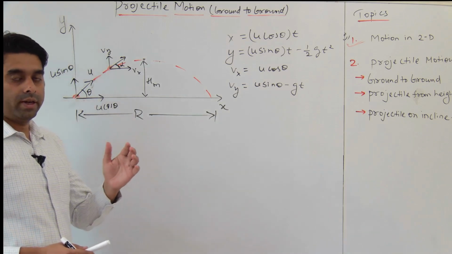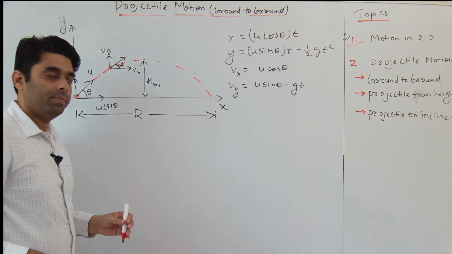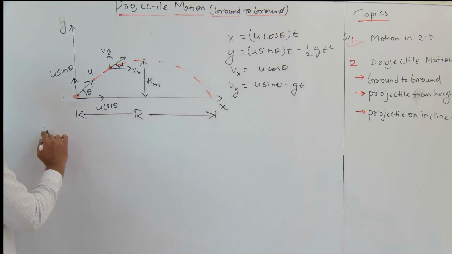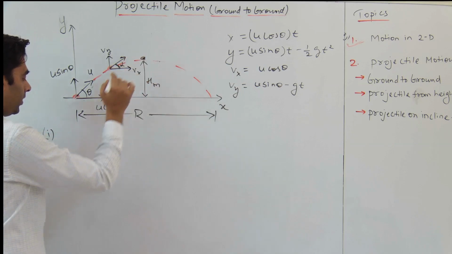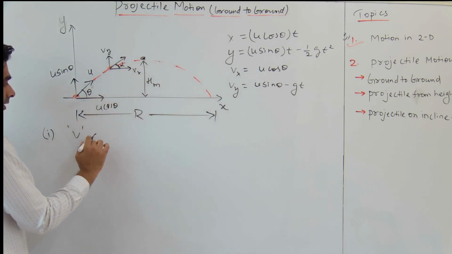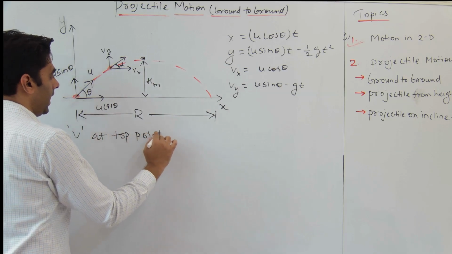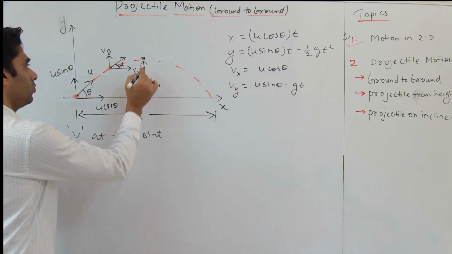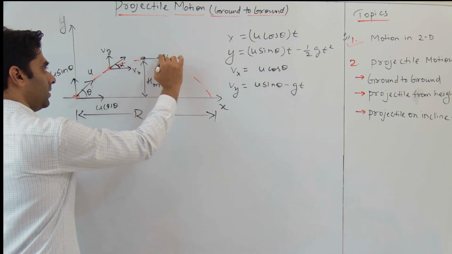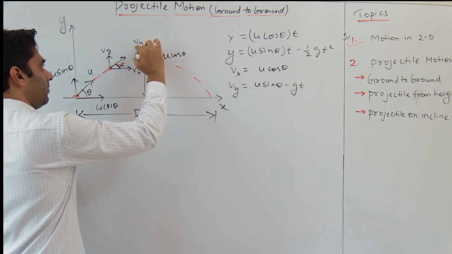So let us look at some more relations regarding projectile, or some more points that we need to keep in mind. The first point that I want to focus on is velocity at the topmost point. Over here at top point, what is our velocity? As we know that velocity remains constant in x direction, over here the x direction velocity will remain u cos theta. But at top point, velocity in y direction becomes 0.